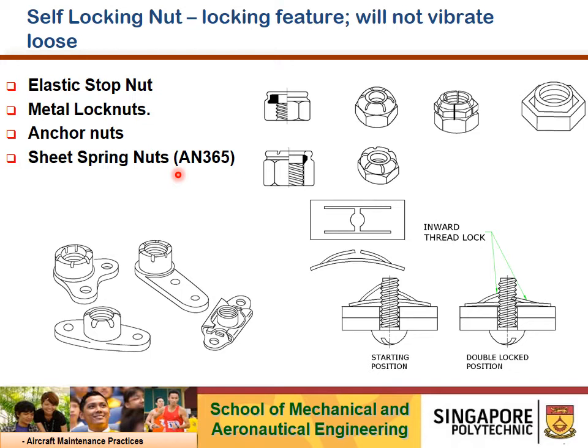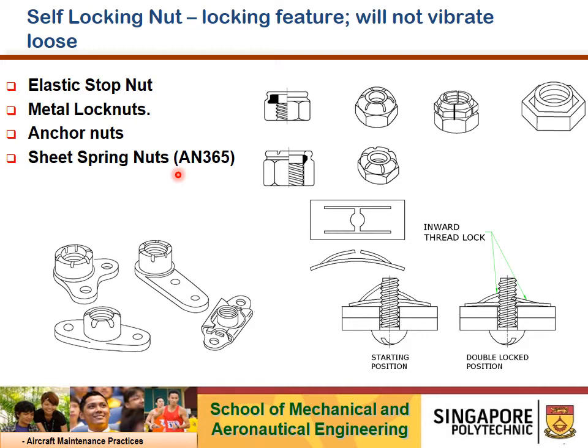Self-locking nut. As we mentioned, aircraft nuts are classified under two types. One is self-locking, one is non-self-locking. So self-locking nuts contain a locking feature as an integral part of the nut. It will not shake loose under severe vibration. Self-locking nuts are also further classified under two types of application, for low temperature and high temperature usage.